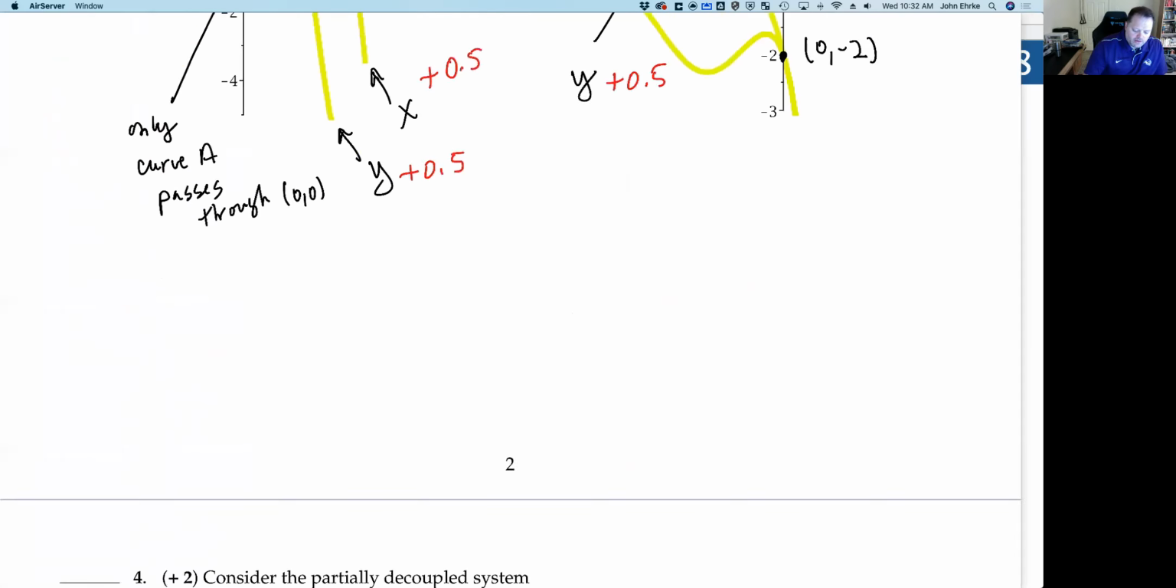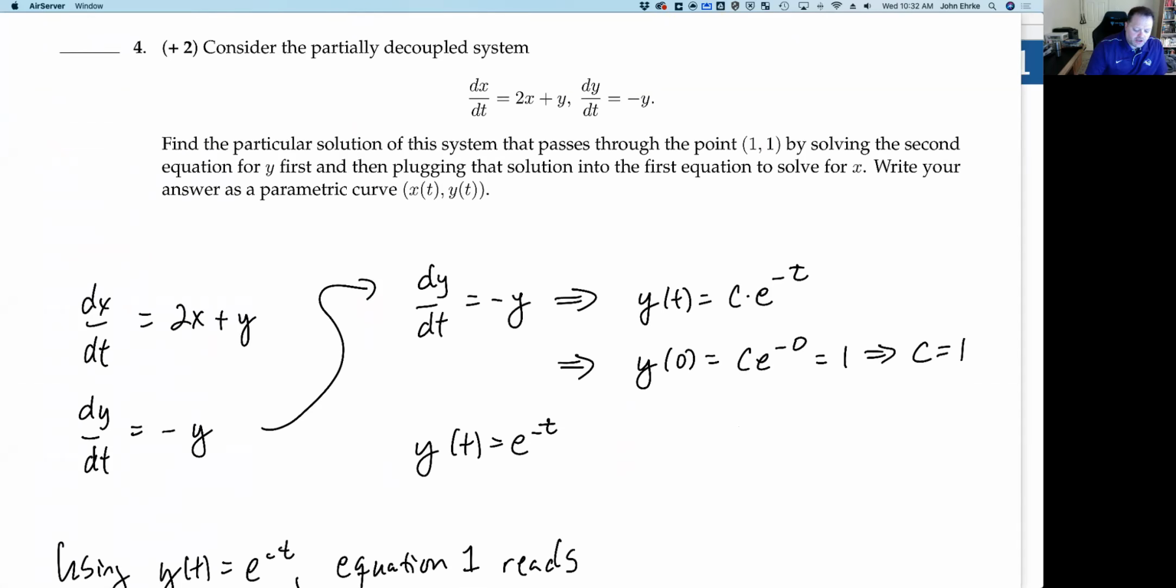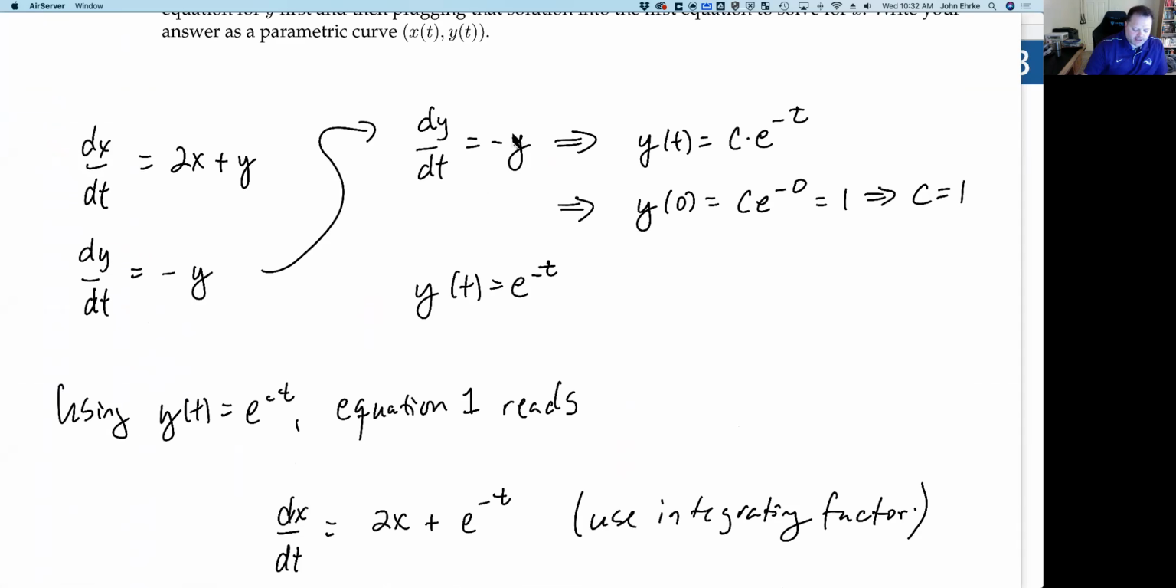All right, finally on to the last question here. You're looking at what we call a partially decoupled system. So notice that Y does not depend on X at all. And what I wanted you to do is actually solve this system. And the way we talked about this in class, the way that you would go about solving a partially decoupled system is you would solve for Y first, plug it in to the Y here, and then solve for X. So that's what I did.